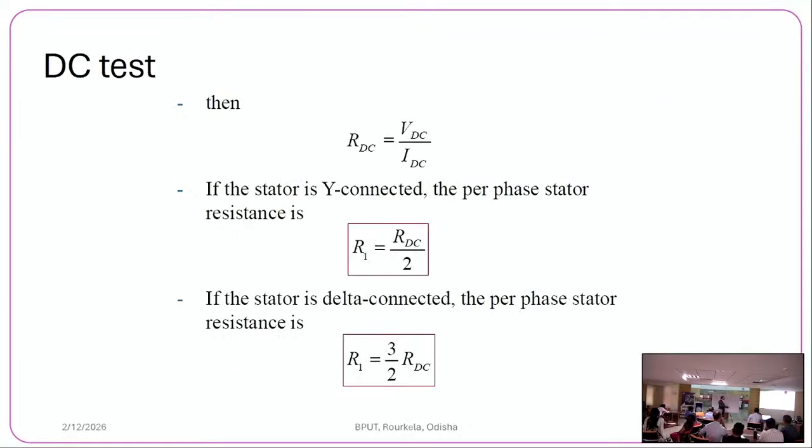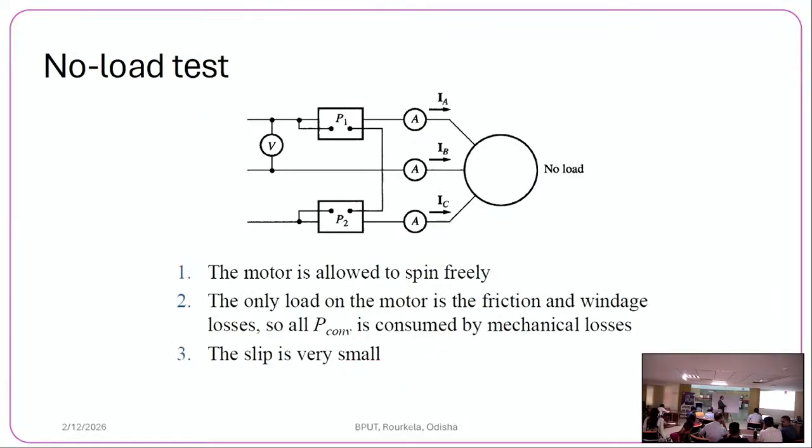Then same thing, if the stator is delta connected, you will get total resistance as 3 by 2 into R1 total. And the no load test you do like this. In no load test, there is no shaft load, but we apply the full voltage and we connect wattmeters like this, and one ammeter we also use. 3 wattmeters are not required. 1 voltmeter, 1 ammeter, that's 3, and 2 wattmeters. V, I, W we are getting. So you get the no load line voltage, and this is the no load current.